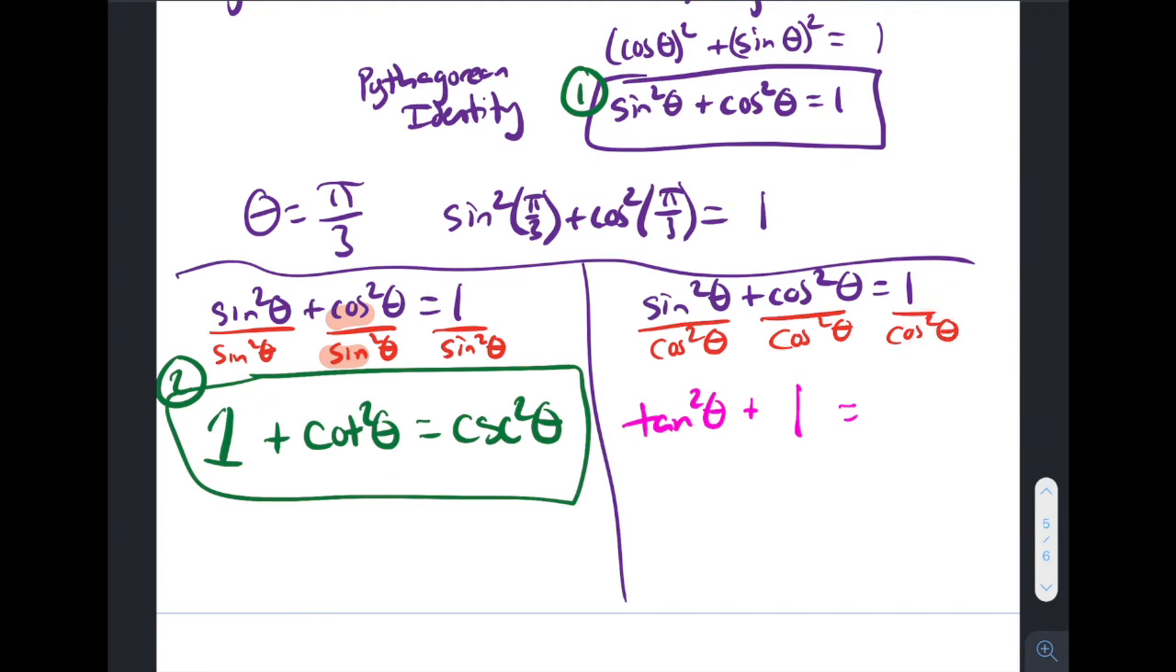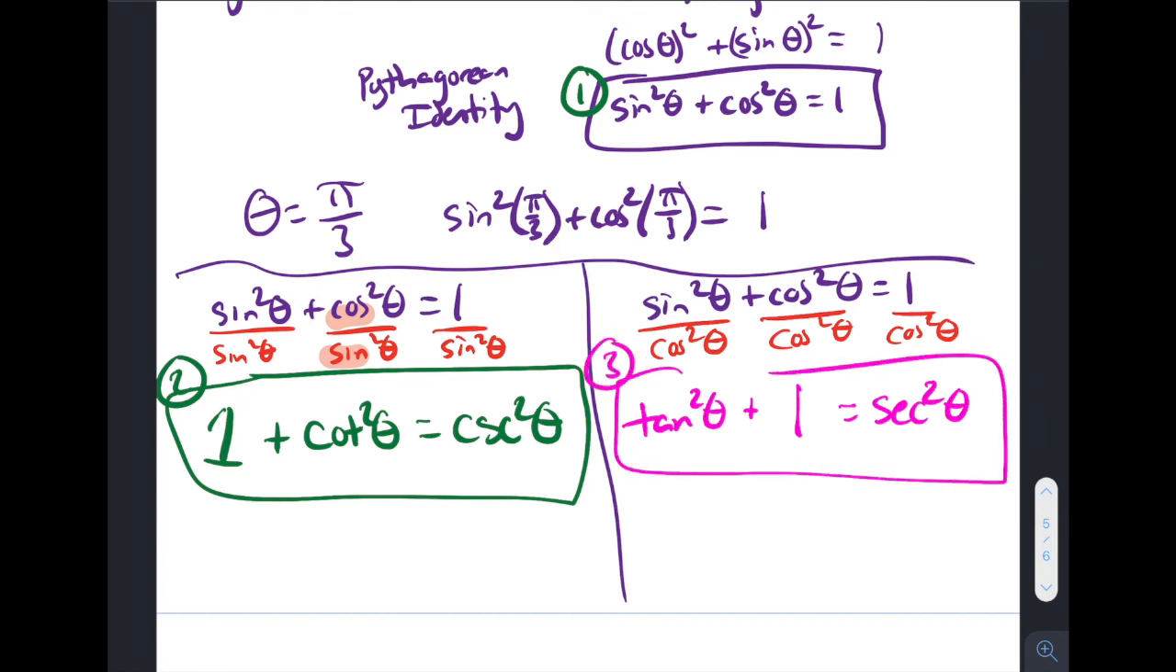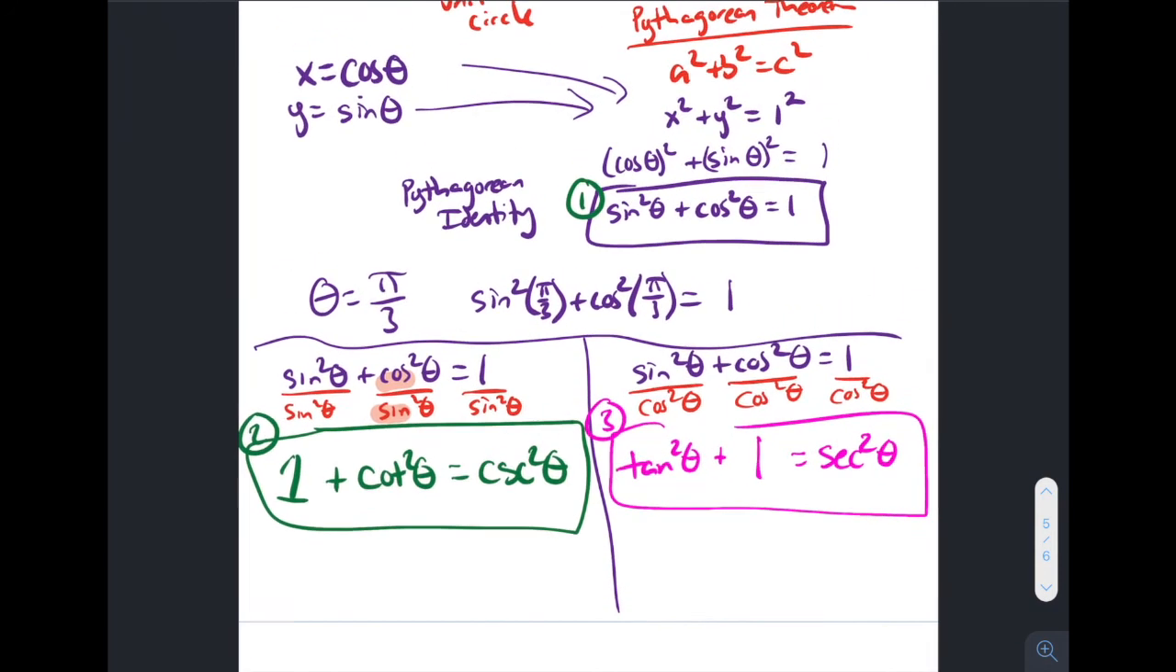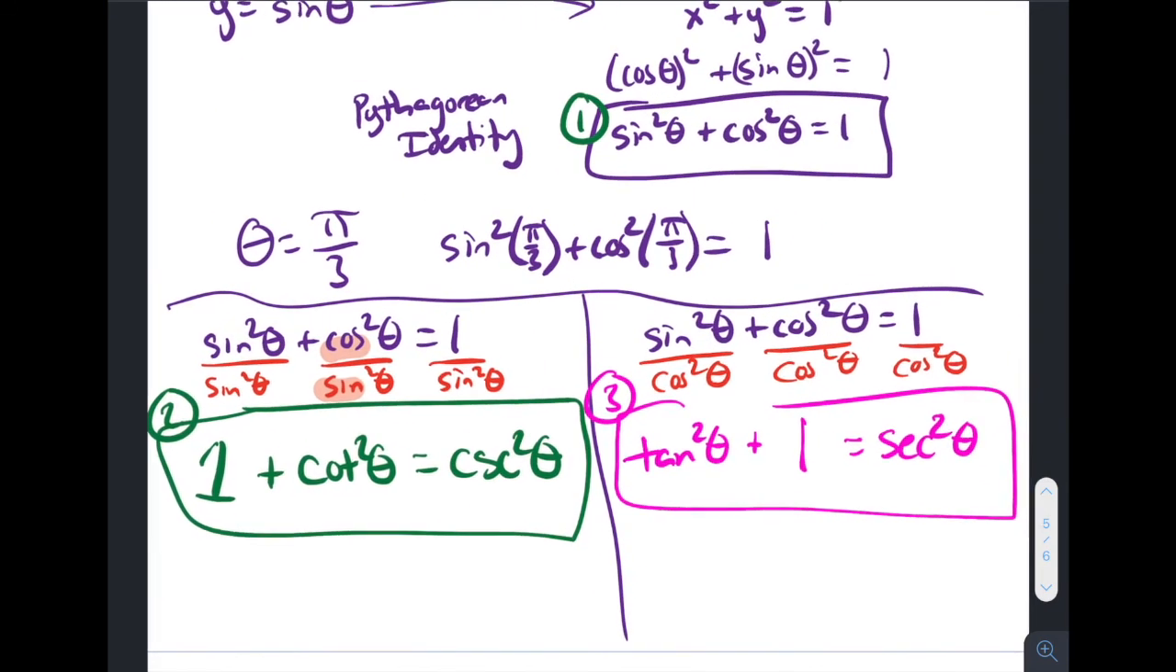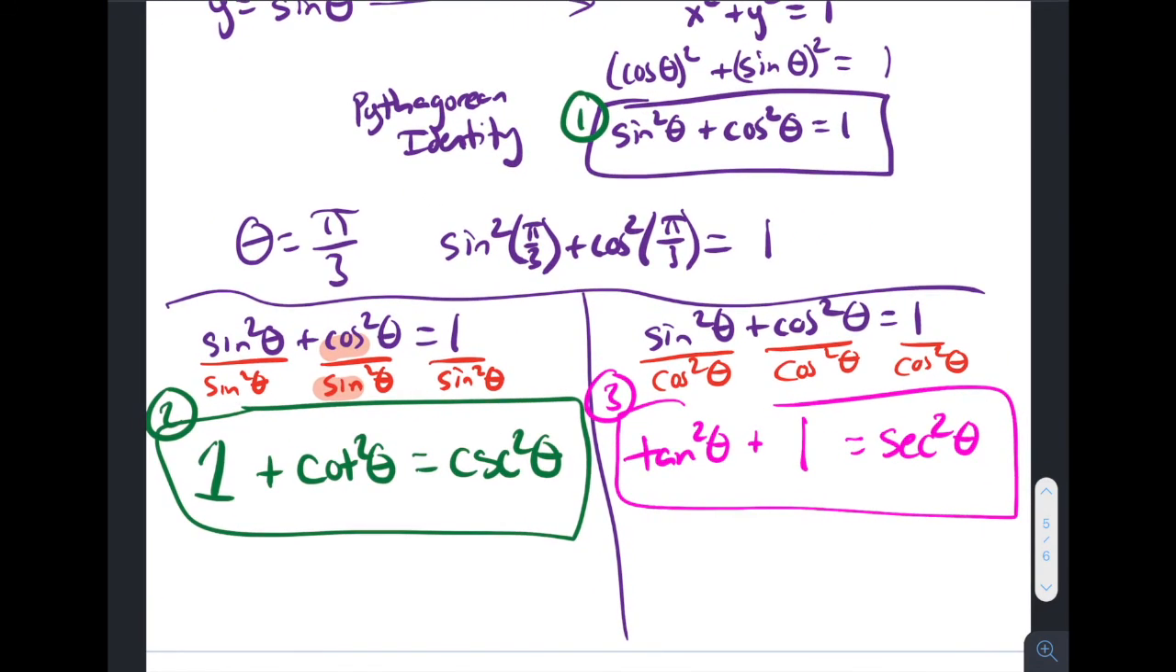Going back up and thinking about our reciprocal trig functions, 1 over cosine is secant, so that is secant squared theta. And this is our third and final Pythagorean identity. These three don't come up terribly often, but they are useful sometimes in terms of simplifying problems. I wanted you to be aware of what those identities were, and that they exist and sometimes come up.